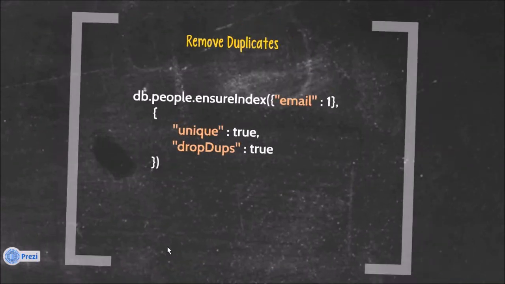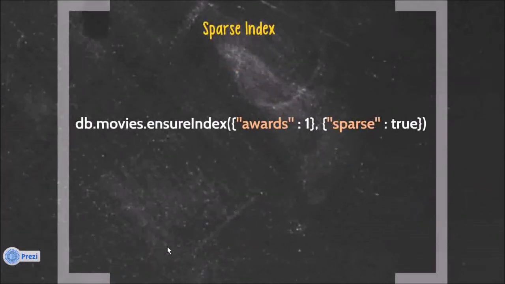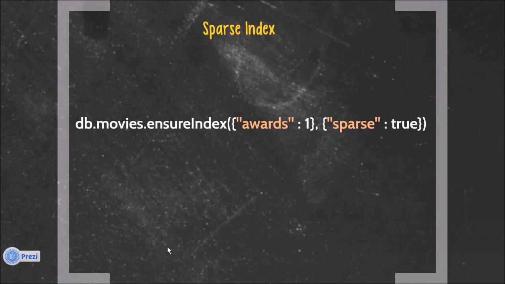After dropDups, what's going to happen if the key is not present in some of the documents in the collection? You can tell MongoDB to ignore such records from indexing. That means those records won't be considered while you are creating an index. Let's see an example of this and when we'll use this.